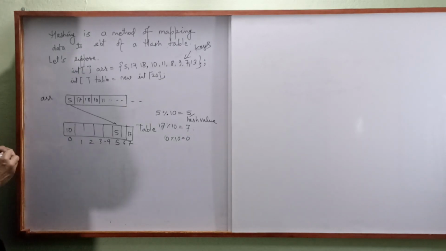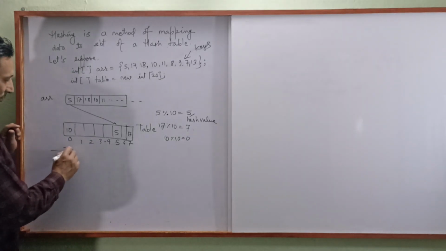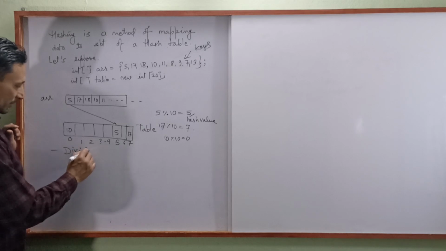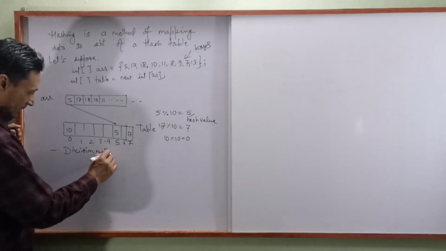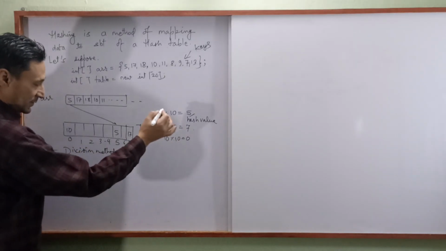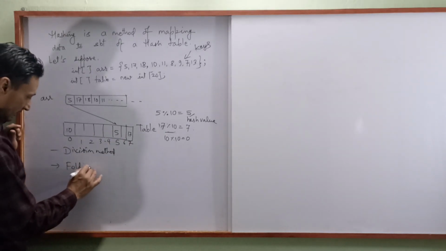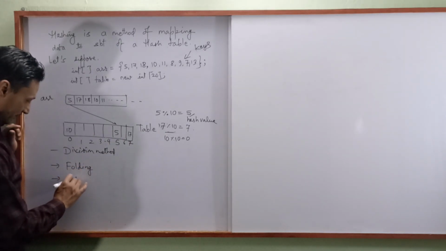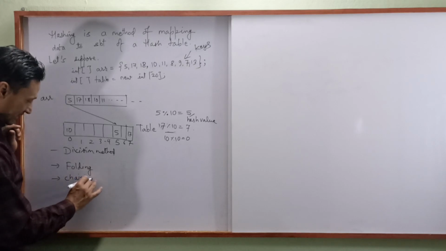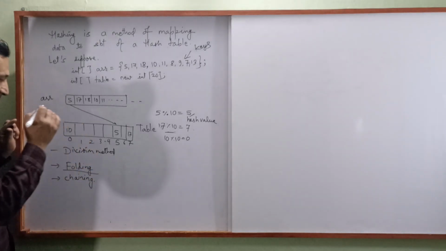There are different ways to do the hashing. Some of them are the division method. This is an example of the division method. Another is folding. There is chaining also. In chaining, we will be using a linked list. In this video, I will be talking about the folding method.